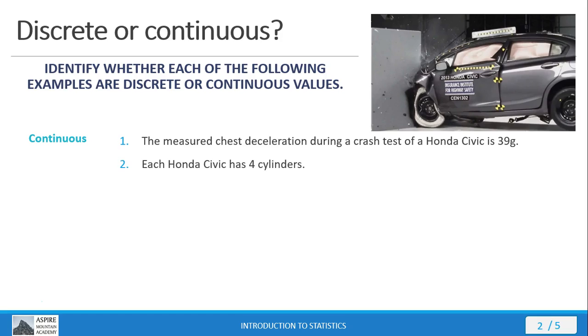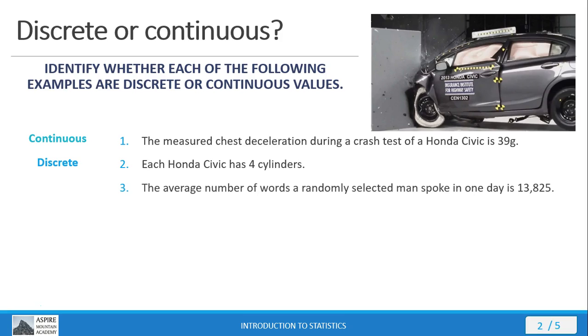Here's the next example. Each Honda Civic has 4 cylinders. Is this an example of discrete or continuous data? Well, I hope you said discrete data because that's what this is. You don't count partial cylinders, only whole cylinders. And when you count only whole numbers, you have discrete data.